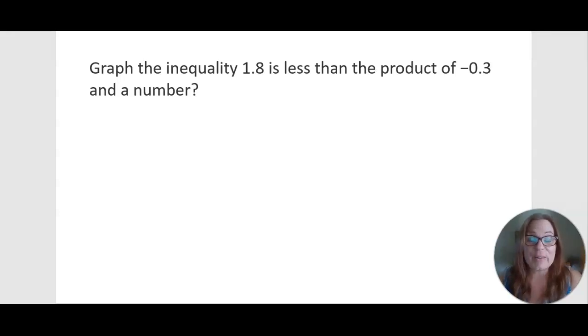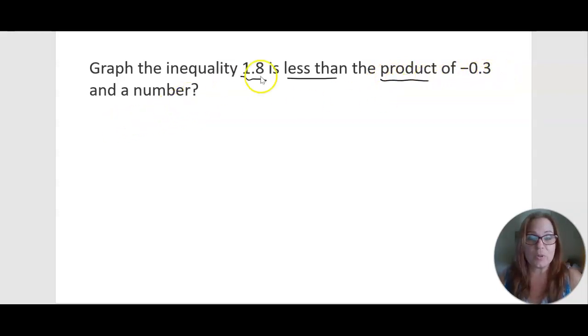In this lesson, we are solving inequalities. So we're asked to graph this inequality, but we have to write it first because this is a verbal model and we need an algebraic model. So graph the inequality. 1.8 is less than the product of negative 0.3 and a number.